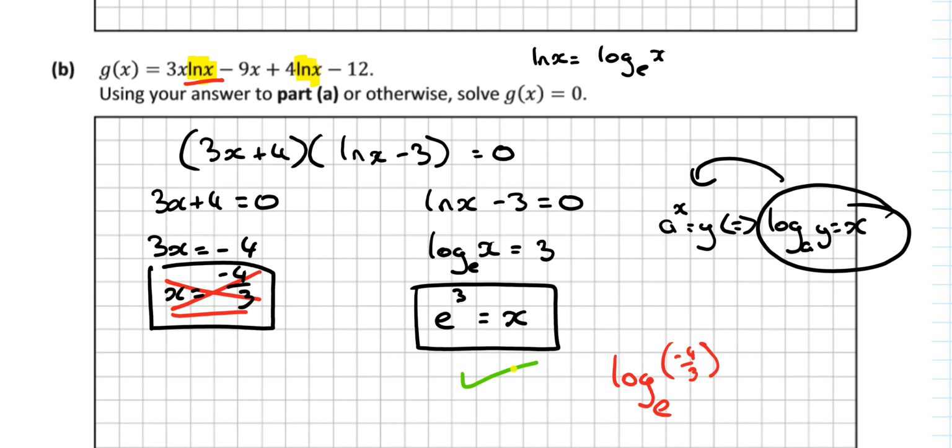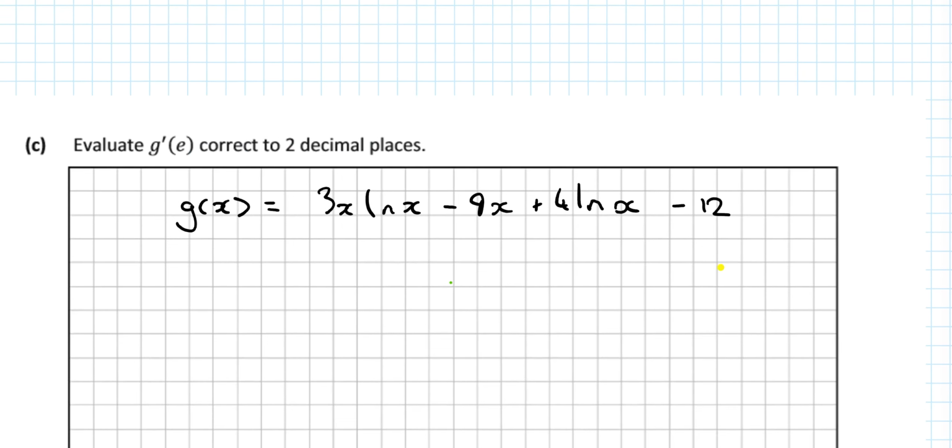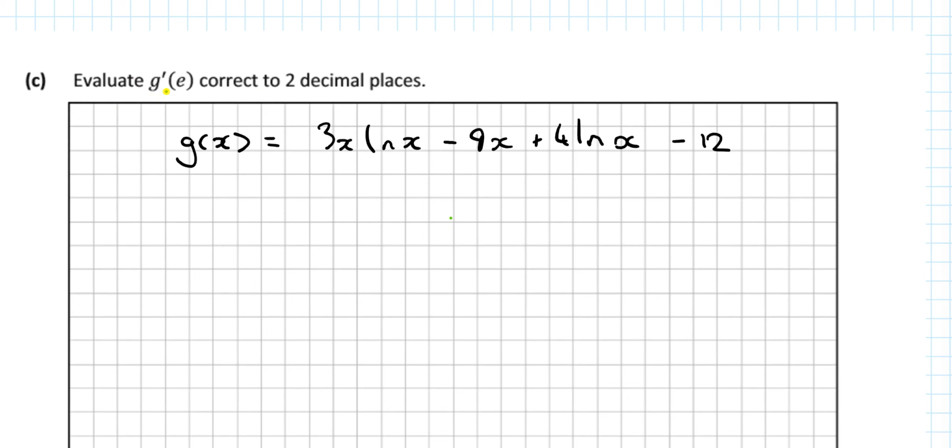Last question then is the differentiation question. So if you haven't done differentiation, don't worry about it. Evaluate g dash of e. So that's the derivative of g of x. So we want to find g dash of x first. So we want to differentiate it. So g dash of x.